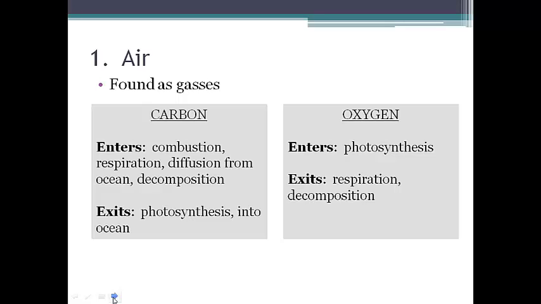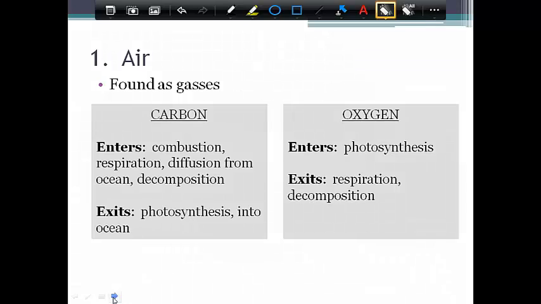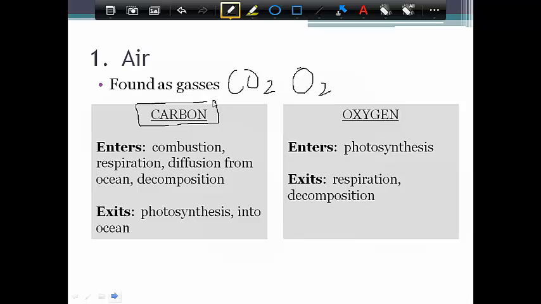So the first place we're going to talk about is in the air, the atmosphere. Okay, in this place, they're found as gases. Remember, that's our CO2 and oxygen gas. Okay, so part of the atmosphere is made up of those gases. We're going to focus on the carbon, first of all. Carbon enters the atmosphere through a few different types of processes. They are called combustion, respiration, diffusion, and decomposition.